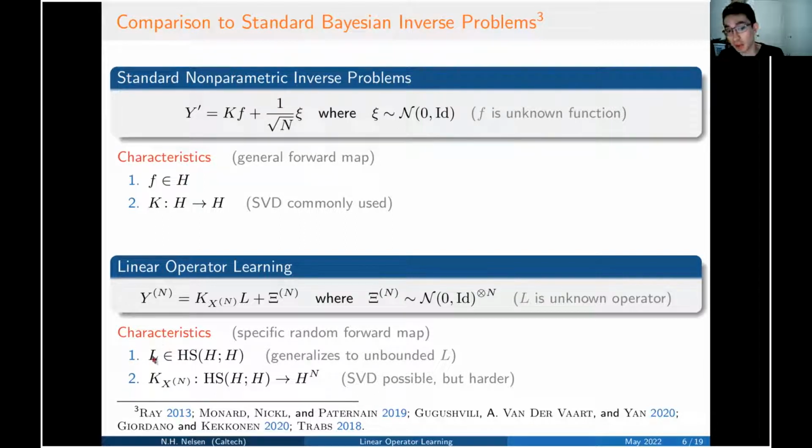And of course here, like I mentioned, L is now an unknown operator that we're learning in the Bayesian inverse problem. So that's the high level: what are the main differences in our approach? But nonetheless, this is still an inverse problem: Y equals something, kx applied to L, plus noise.